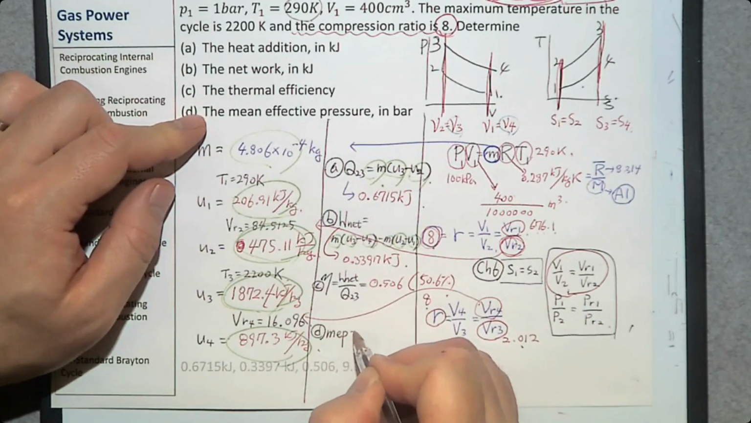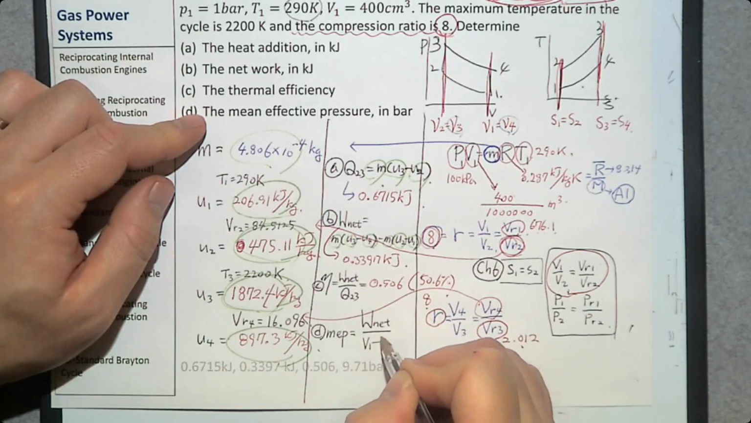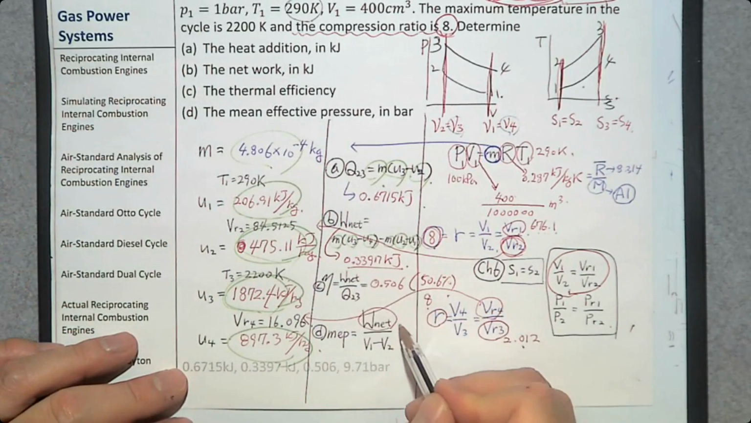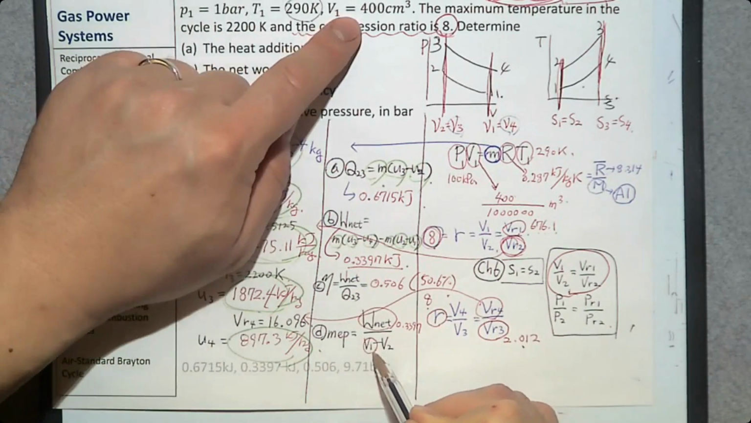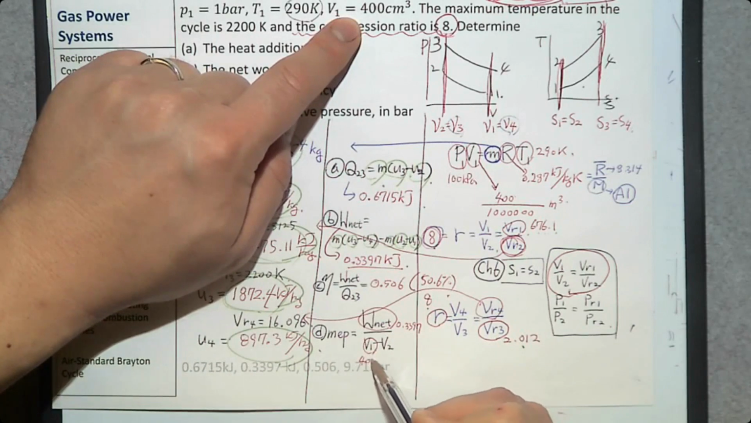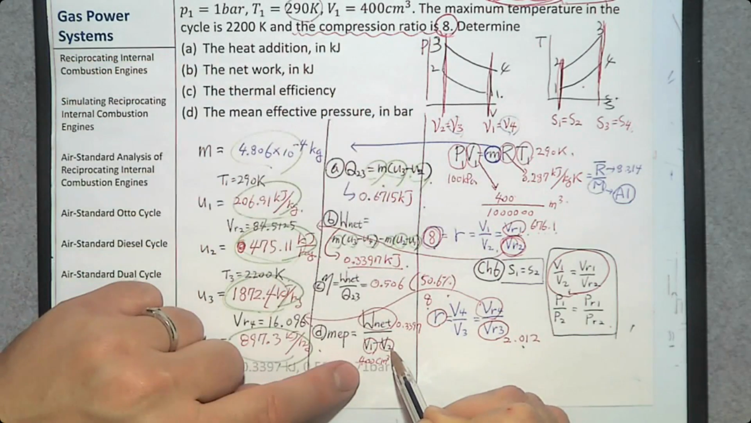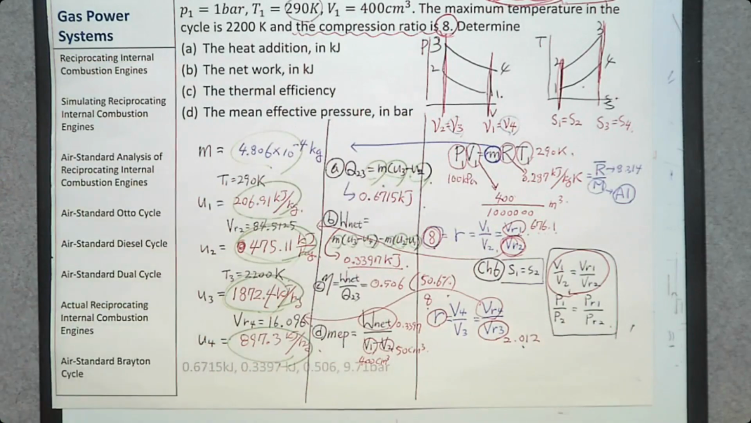Mean effective pressure can be determined by W net over V1 minus V2. Do we know W net? Yeah, from here, 0.3397. Do we know V1? Yes, 400 centimeter cube. V2, the compression ratio is 8, so V2 is going to be 400 divided by 8, 50 centimeter cube. Of course, you need to do a unit conversion from centimeter cube to meter cube.